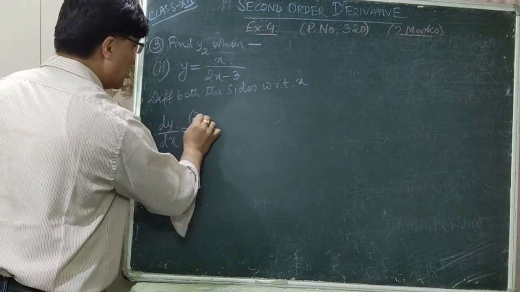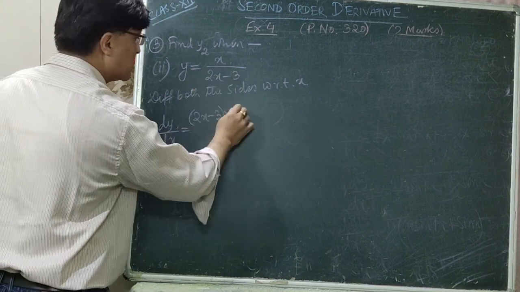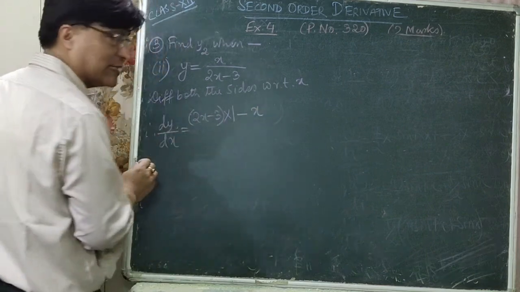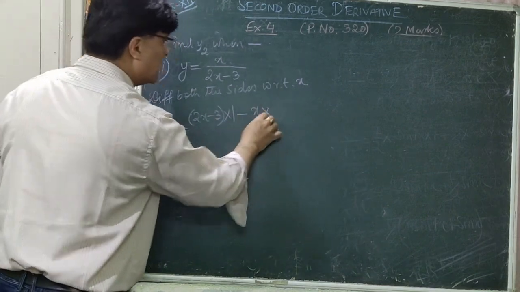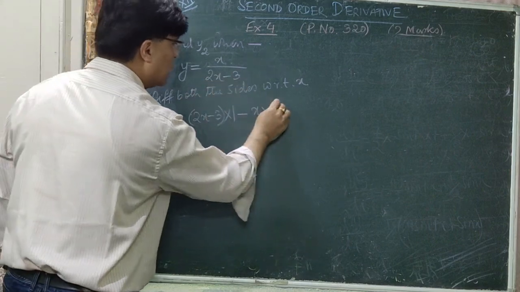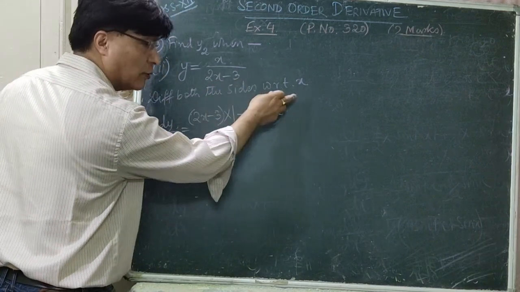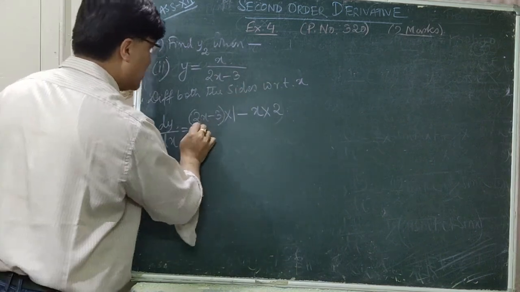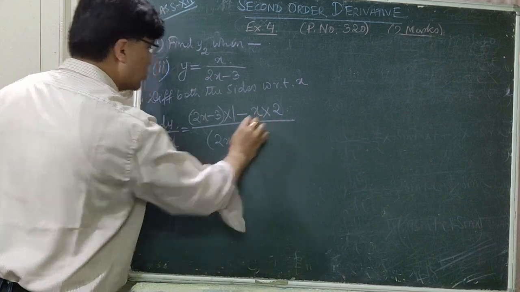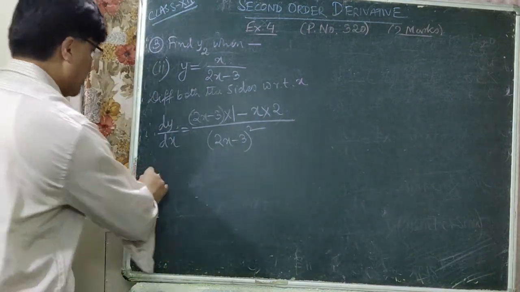So therefore dy by dx is equal to u by v rule. Now denominator is kept as it is, 2x minus 3 into, what is the differentiation of x? It is 1 minus, now x is kept as it is, right? Again differentiate the denominator with respect to x. What is the differentiation of 2x minus 3? It is only 2. For 2x it is 2 and minus 3 it is 0. Minus 0 you don't have to write it. So whole divided by 2x minus 3 whole square. That is whole divided by denominator whole square, right?